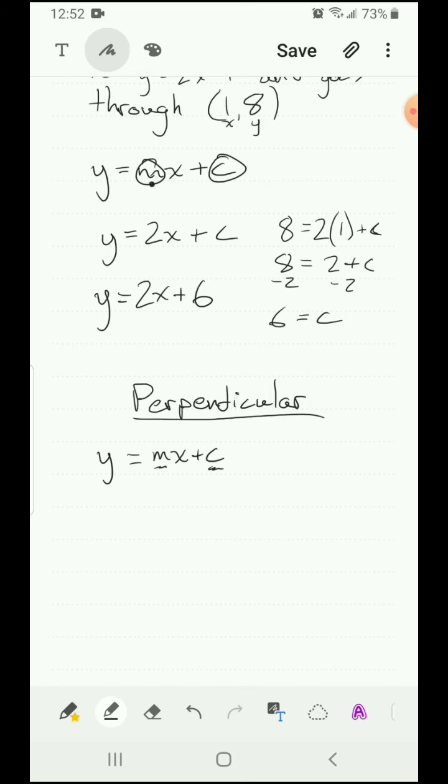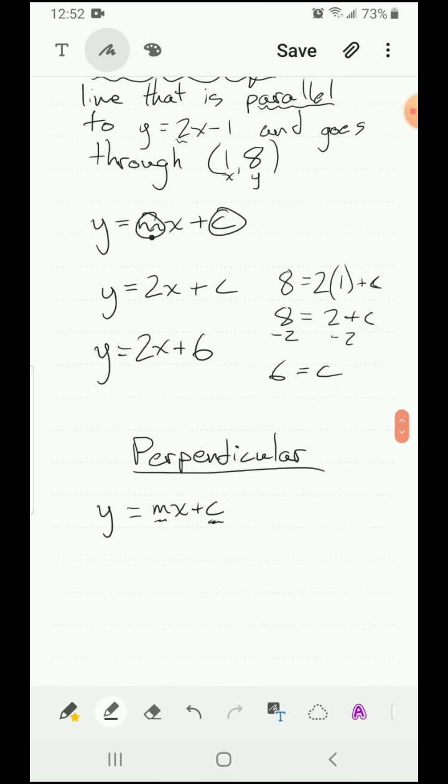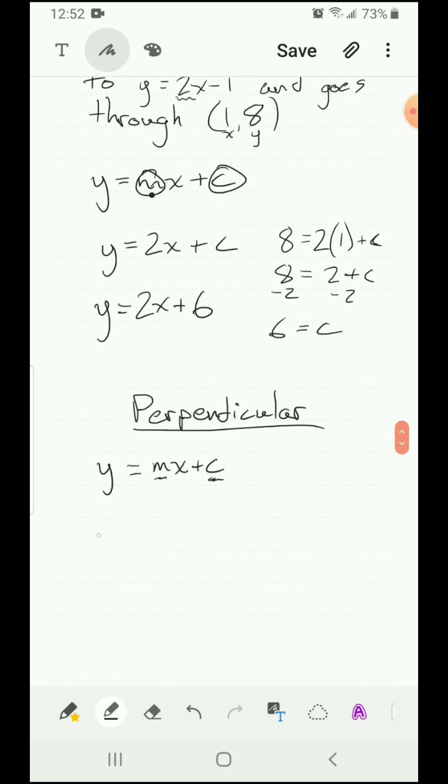Okay, so if it's perpendicular, that means it has to be the negative reciprocal. So in our original line m is equal to 2. That means we need to take the negative reciprocal. So for our new one, we're going to take the reciprocal of 2. Really, 2 is 2 over 1. The reciprocal is 1 over 2. Negative reciprocal is negative 1 over 2. So in our new line, we're going to have a gradient of negative 1 over 2, so negative 1 over 2 x plus c.